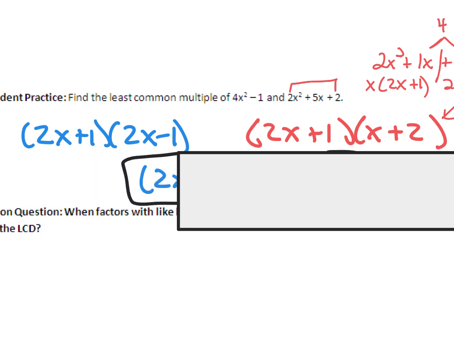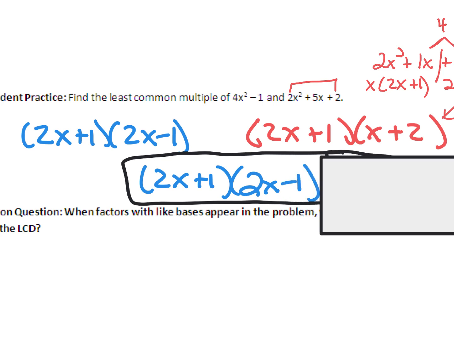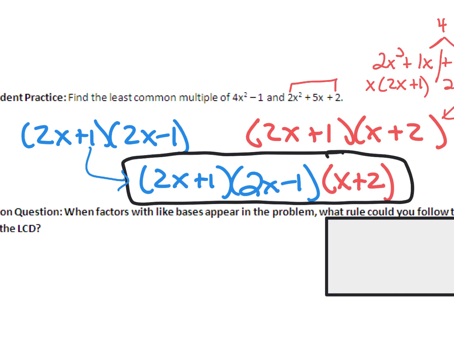Wait, no, you actually don't include that. So that's in my answer, but notice there's still something hiding behind the box. You always bring down the factors that you write down first. Then you look at the red bit, and you write down anything you didn't write down yet. x plus 2. Yeah, you got it. Does that make sense? So the answer to this independent practice is 2x plus 1, 2x minus 1, and x plus 2.